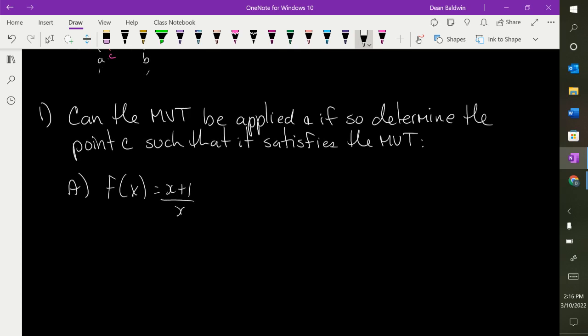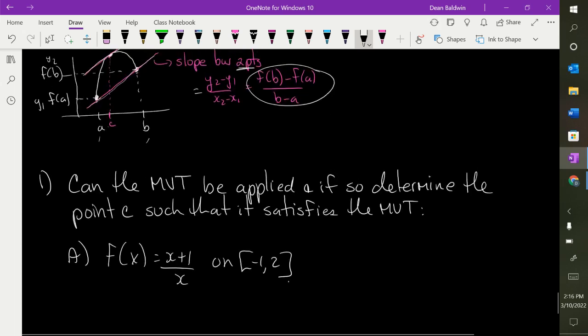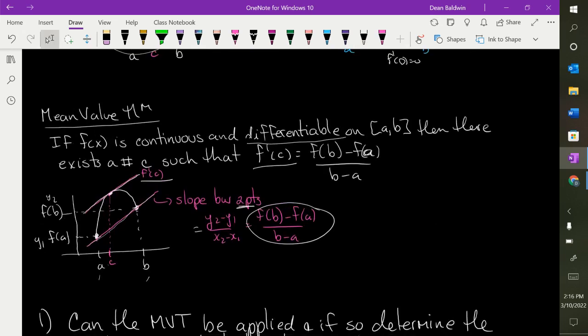x plus 1 over x on the interval -1, 2. All right, so what you do is you look at your function. The first thing you have to ask is, is it continuous and differentiable everywhere on that interval that we're talking about? It has to be continuous and differentiable on [a, b].